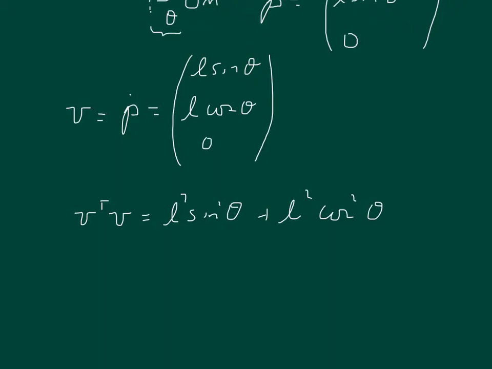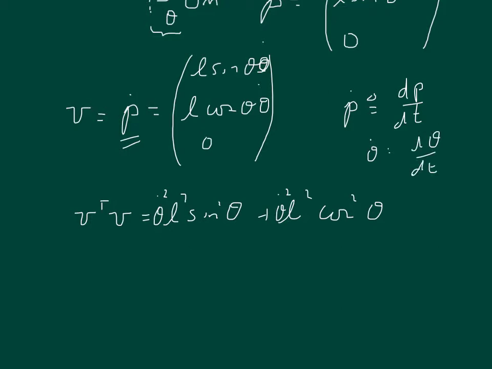The derivative is with respect to time, so there should be a theta dot on each of these things. So we'll have theta dot squared L squared sine squared theta plus theta dot squared L squared cosine squared theta. And of course, dot is always used to mean time derivative. So p dot is defined as dp dt. Same thing, theta dot is equal to d theta dt.